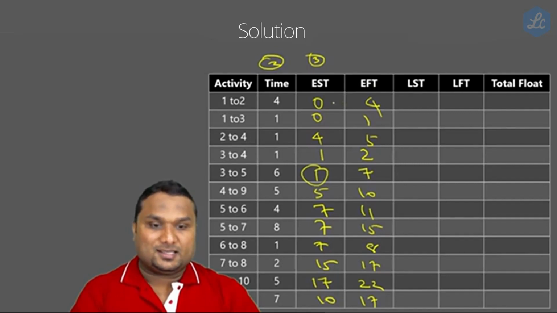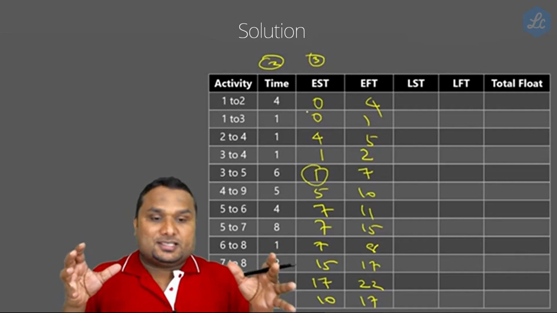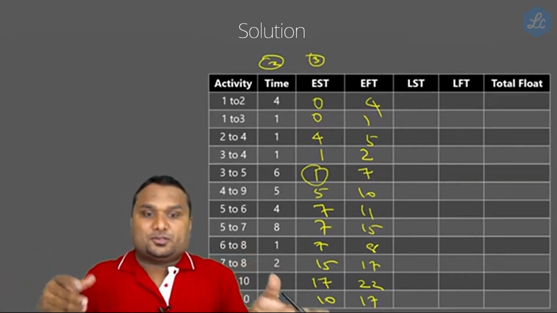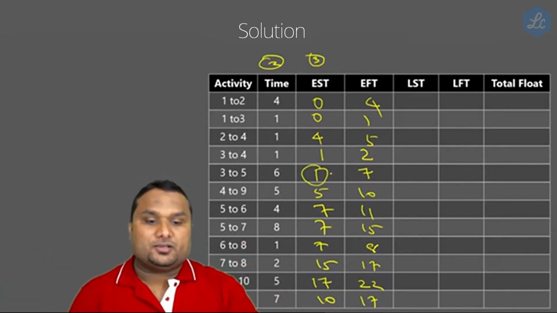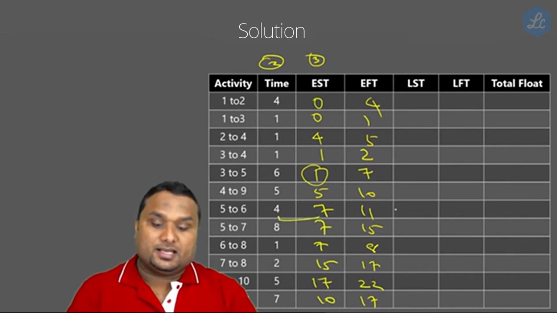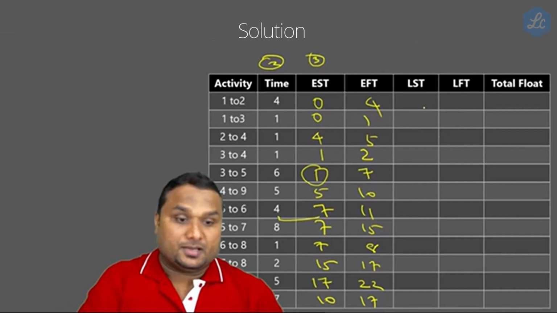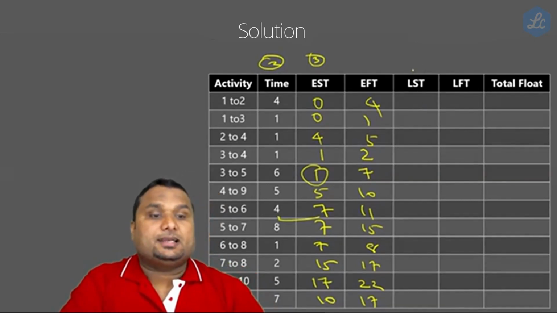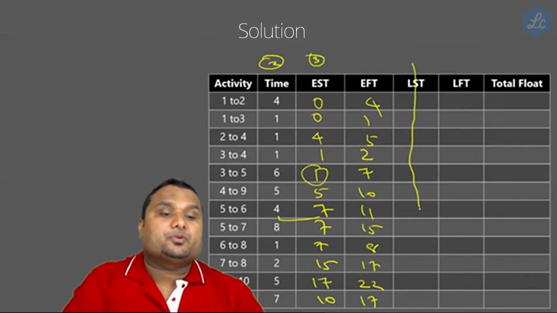But understand the concept. If you started early, it will take 4 hours. You started your journey right now, it will take 4 hours. So 0 plus 4, it is 4. You started your journey on the 7th hour. It is 7 plus 4, it is 11. That is earliest finishing time.